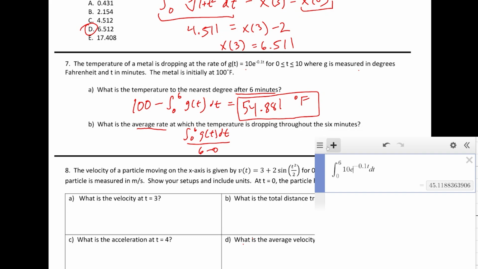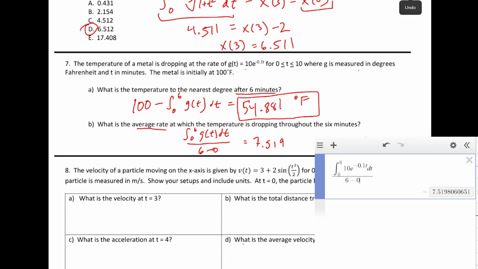So over here, actually we can keep this piece. Right, that's going to be that net change, but we're going to divide it by the 6 minutes as the length of that interval. So we get 7.519 degrees Fahrenheit per minute.